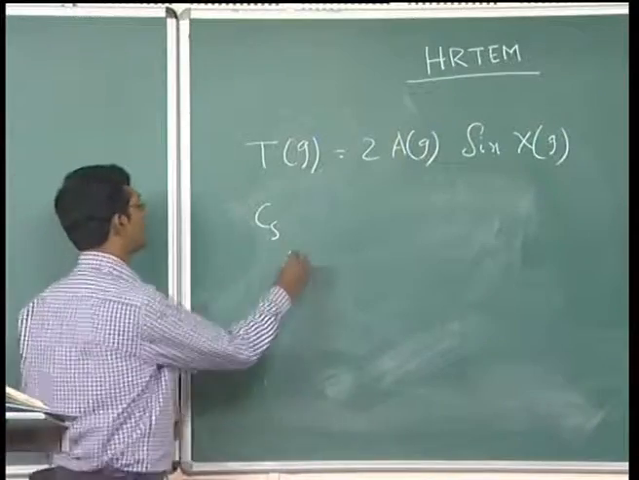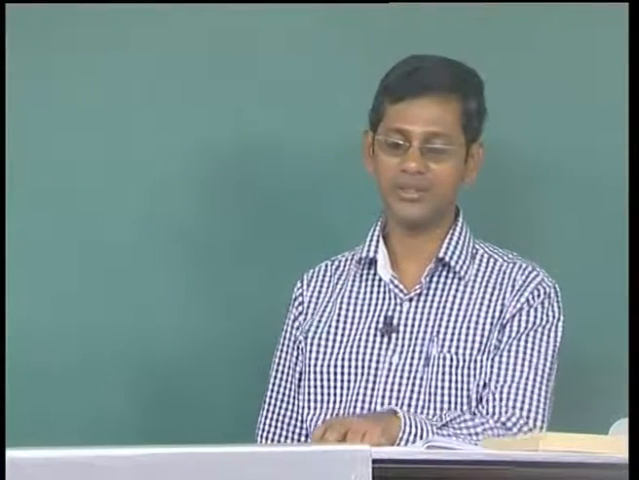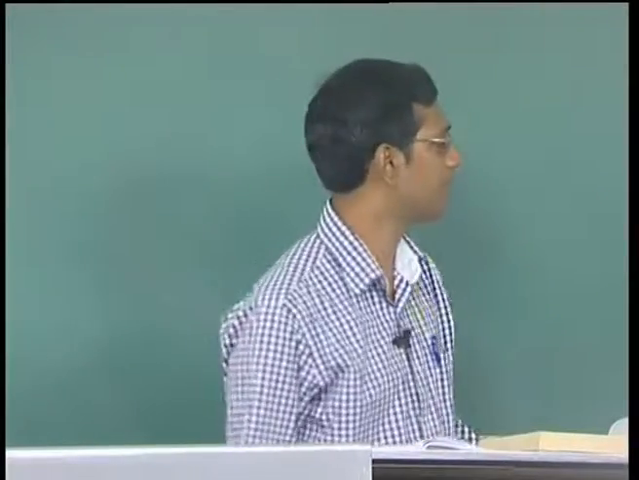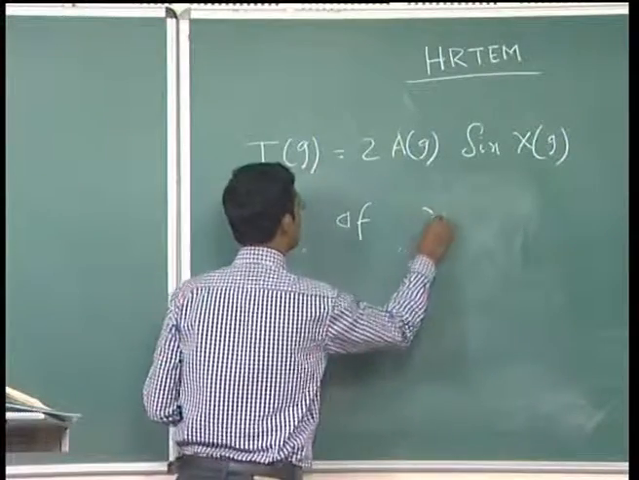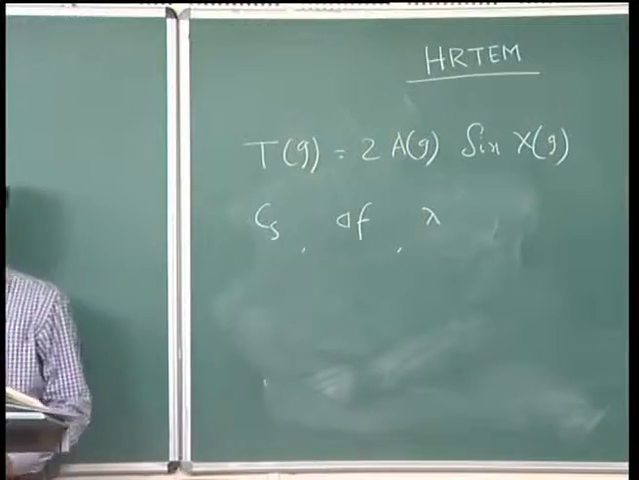important defect. The second factor is delta f, the focus, which is basically the objective lens defocus, and the third factor is obviously the wavelength. Cs and wavelength are related, and we will see that also.